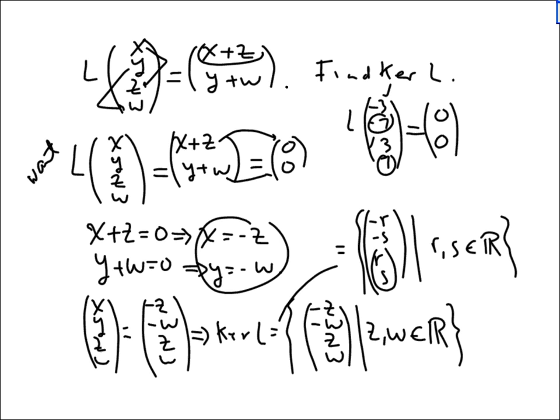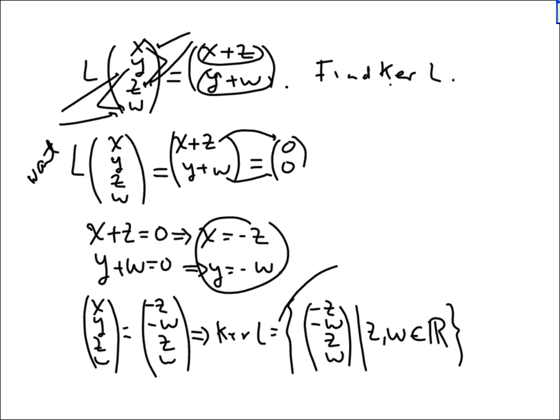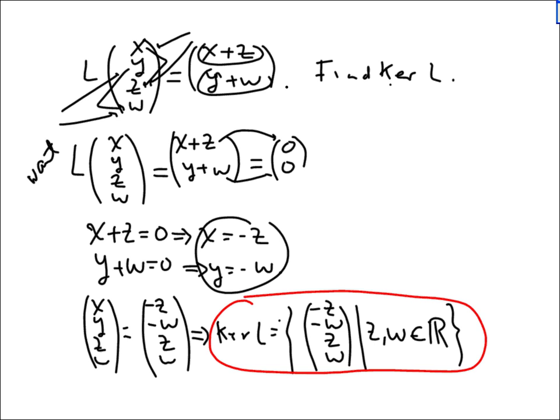How did you get X plus Z? You added the first and the third. How did you get Y plus W? You add the second and the fourth. Okay, be able to say the definition in words. So at the very bottom, it says what the kernel of L is. The kernel of L is equal to that set.